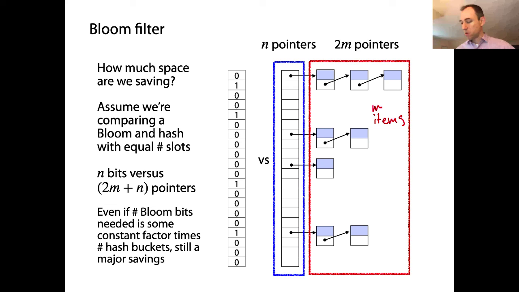So even if the number of Bloom filter bits that are needed is some constant factor times the number of hash buckets here, we're still talking about a major savings. We're still talking about the Bloom filter being a factor of, I don't know, 50, 60, 100, something like that, smaller than the corresponding hash set, using those assumptions that we made, like, for example, that the number of bits needed to store an item is equal to the size of a pointer.